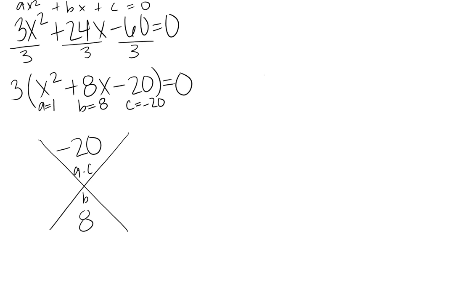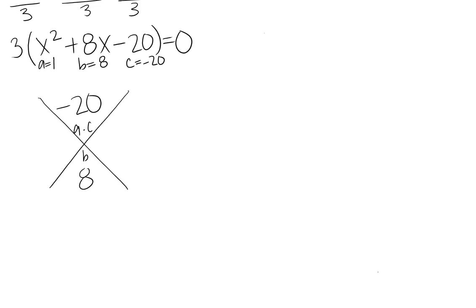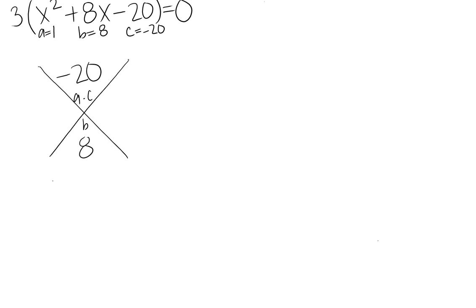So I need to come up with 2 numbers that will multiply to be negative 20 and add to be 8. So again, for a lot of you, it might be helpful to make a factor tree for 20. So I can break 20 down into 20 and 1. That wouldn't give me 8. I could do 5 and 4. But that would give me 9. I could do 10 and 2.